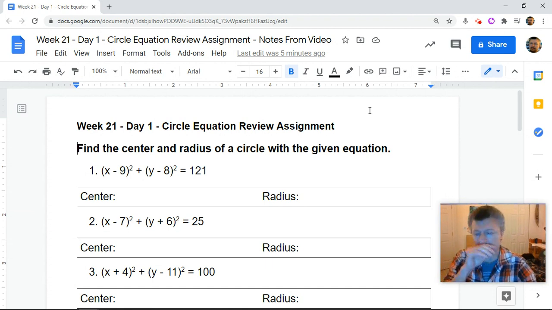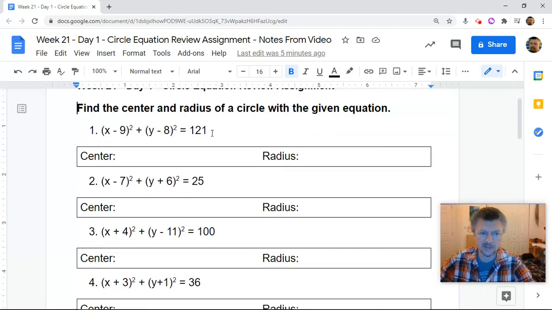I'm going to do a couple problems and then you do a couple problems. And then the quiz is on day two. And this is the circle equation information that we did before we had the makeup weeks. Okay, so let's get right into it.